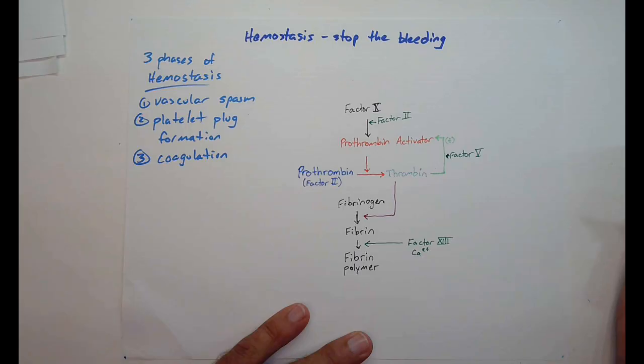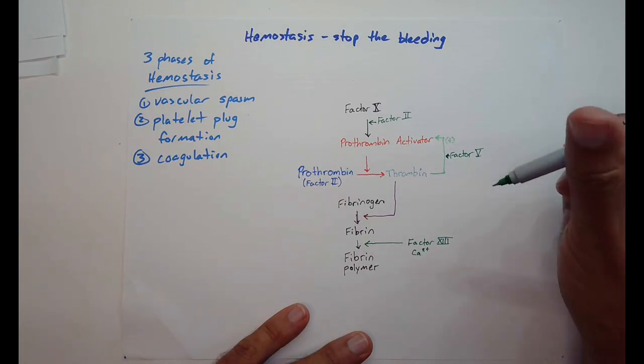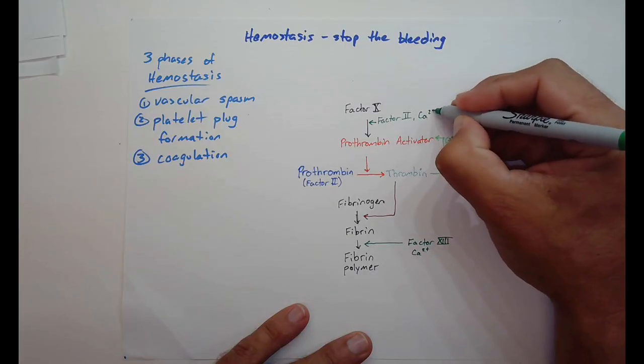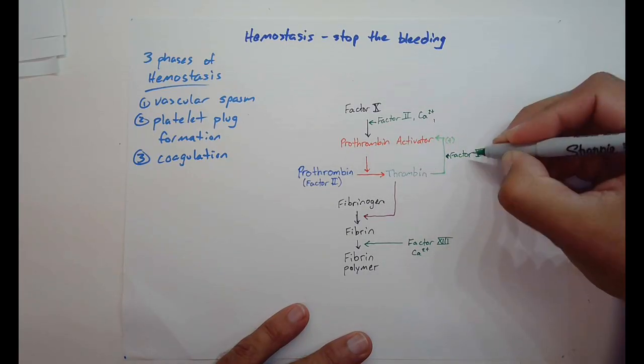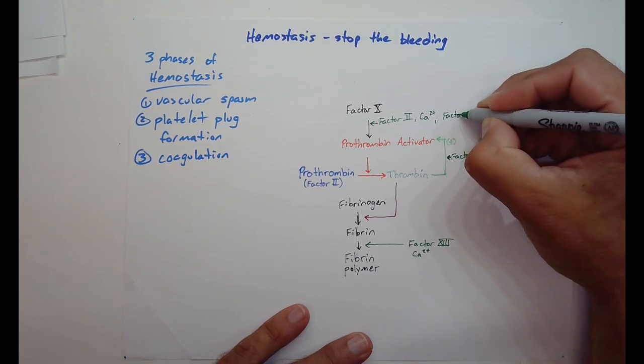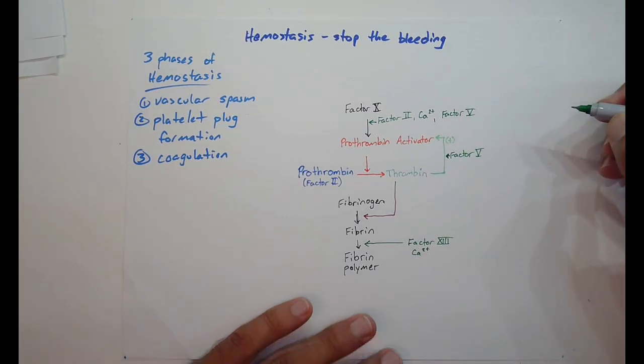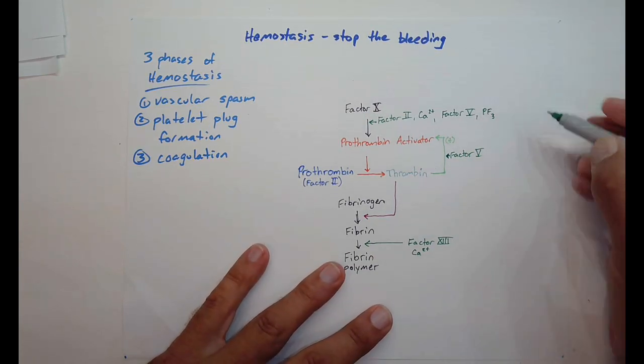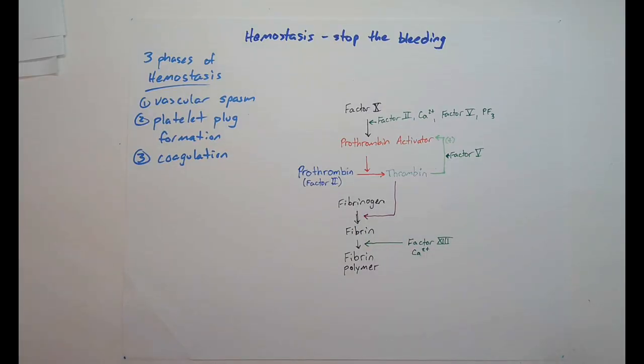There we go. Still ugly. All right, so now what is required for factor 10 to start to activate prothrombin activator? Factor 2. But guess what? We ain't done yet. What else is required here? We need some calcium, just like down here. We need some factor 5. And we need some platelet factor 3. If you go back and watch the video on platelet plug formation, you'll see this is part of the final products produced by activated platelets.